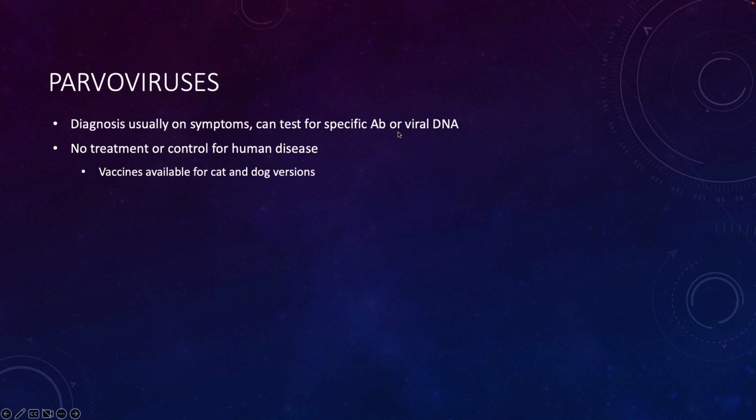However, you could test for specific antibodies or for the presence of viral DNA. There is no treatment or control for human disease, again, for the most part, because it is so mild. But for your patients that have any sort of anemia condition, those are going to be the ones that you really want to look out for.